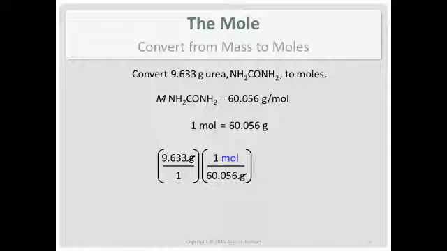And then divide. For significant figures, how many significant figures in the answer? 9.633 has 4, and the molar mass has more than 4. So 4 in our answer.